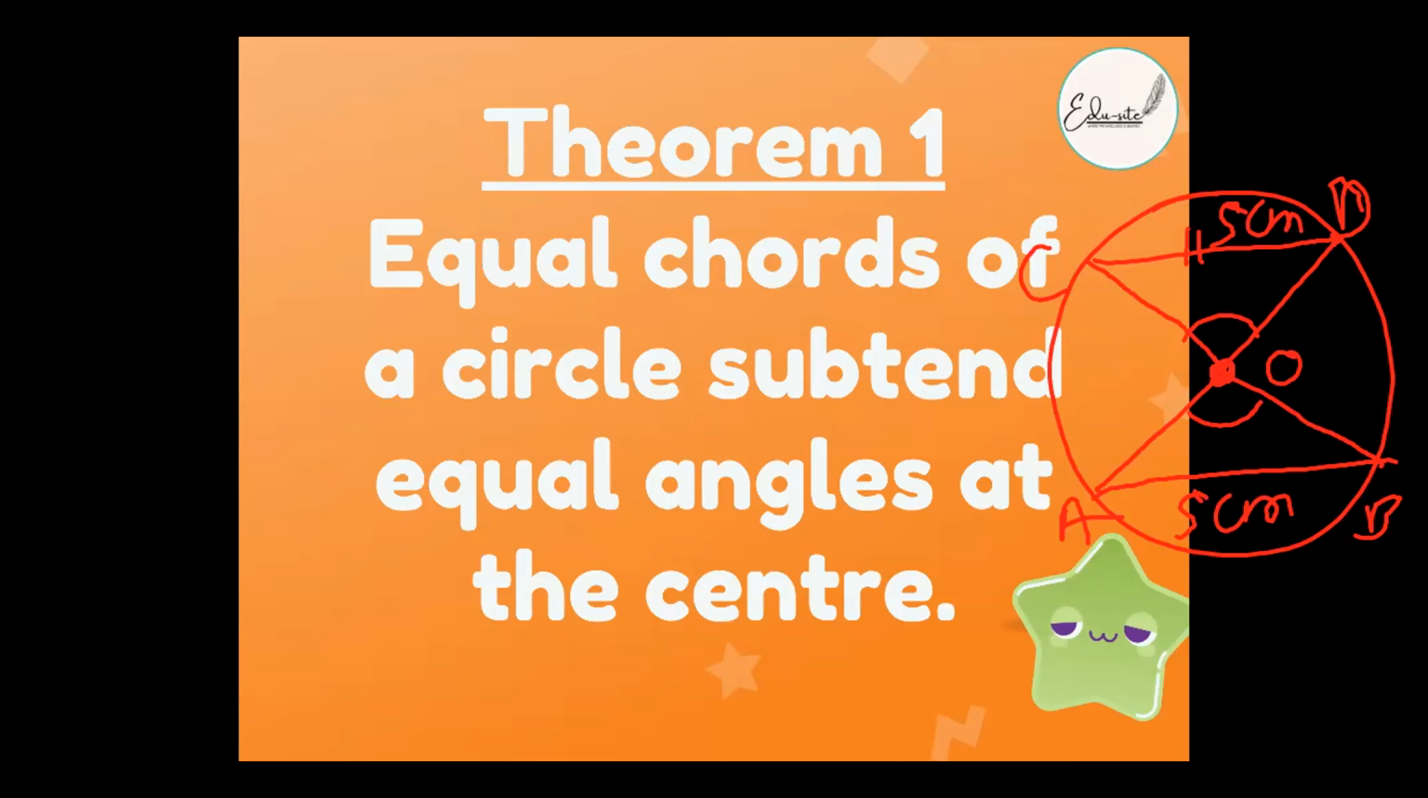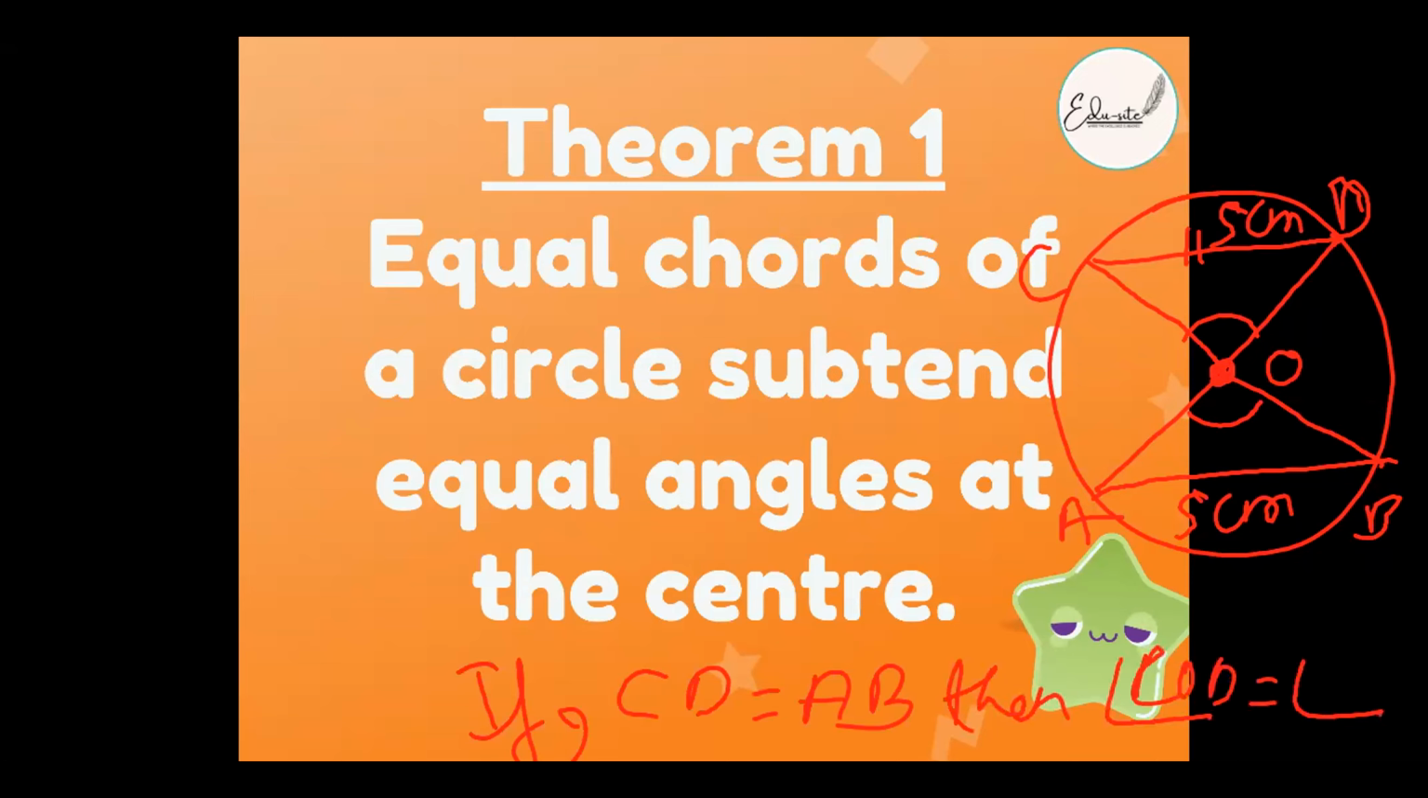Which angle is equal to which? Angle COD is equal to angle AOB. Excellent. So the statement is nothing but: if CD is equal to AB, then angle COD is equal to angle AOB.